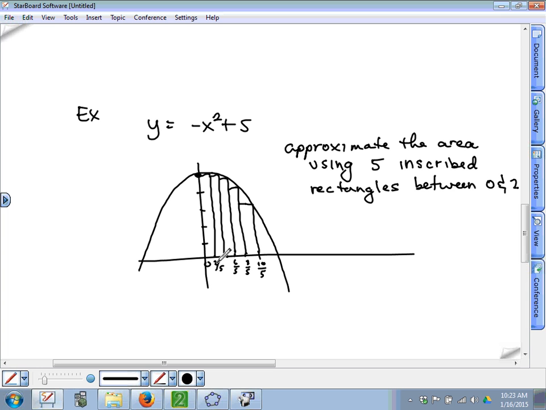I know you probably can't read this writing, but this is 2/5, 4/5, 6/5, 8/5, and 10/5. How do you find the area of one rectangle? Base times height. Length times, in this case, the length of the base times the length of the height. Well, we already know the length of each of the bases here. They're all going to be 2/5. How are we going to find out the height?